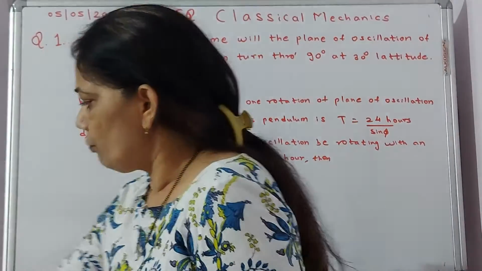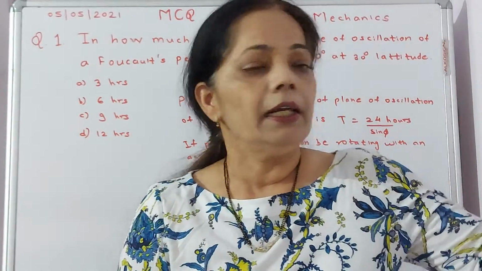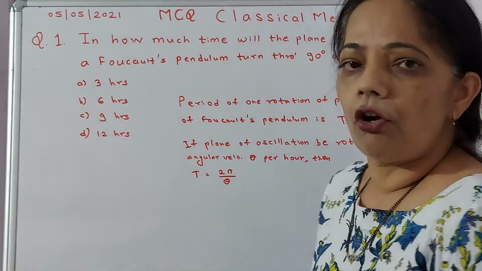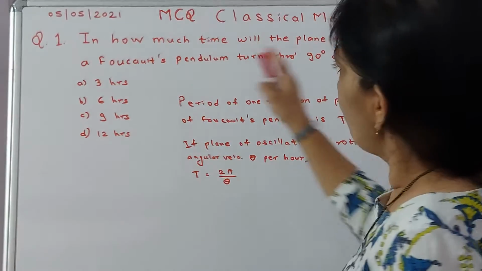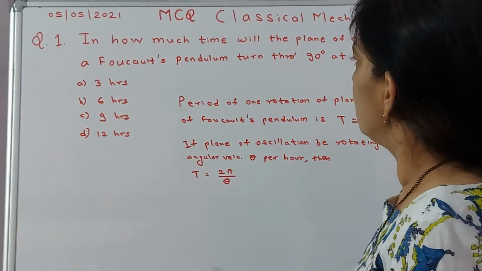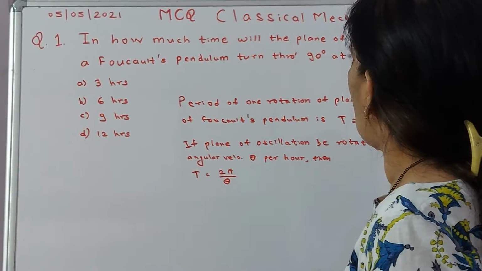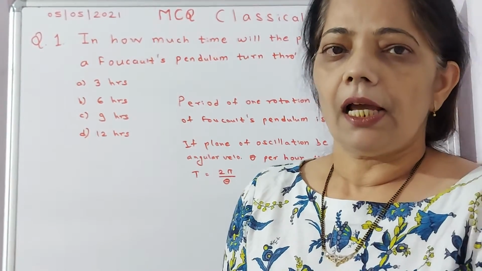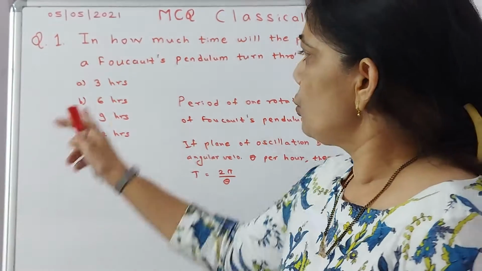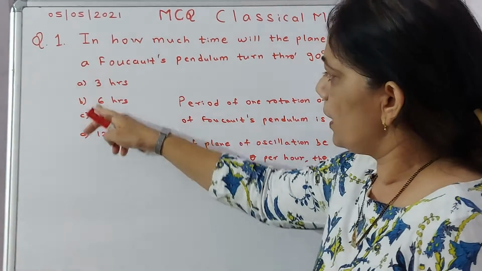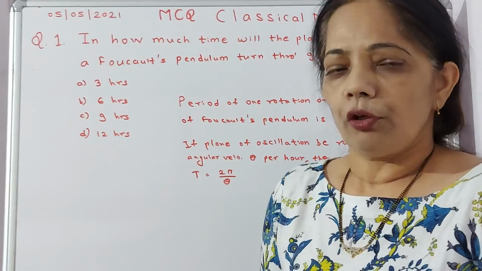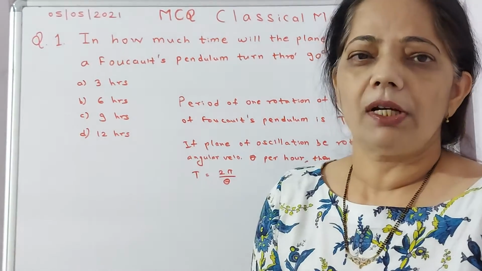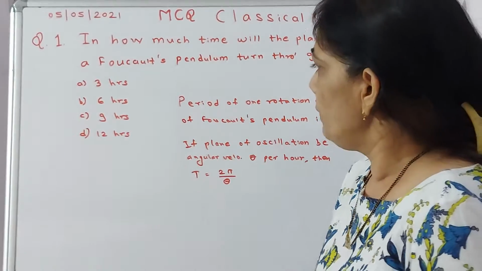So the first question I will be considering is: in how much time will the plane of oscillation of a Foucault's pendulum turn through 90 degrees at 30 degrees latitude, right? This is from our third module, in which you observe that the options are A, B, C, D, correct? If you know the theory well, you won't need time to just click the correct option. So what is the theory behind this?